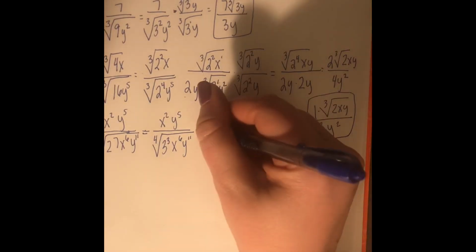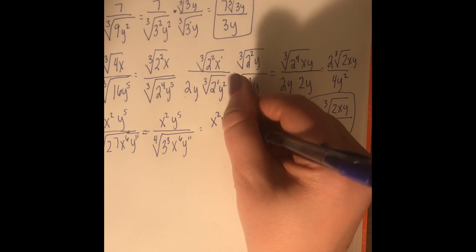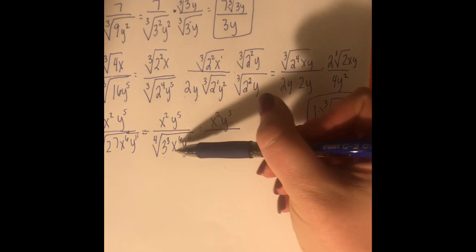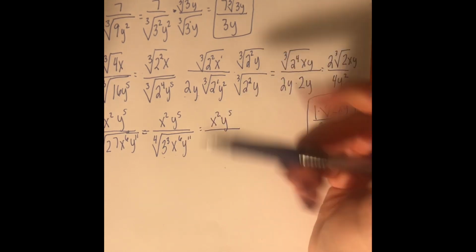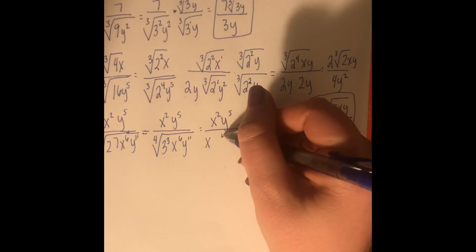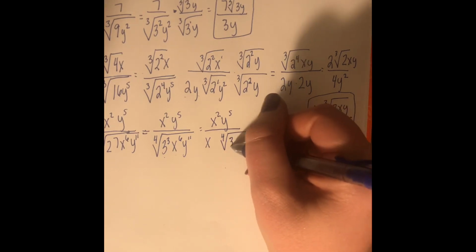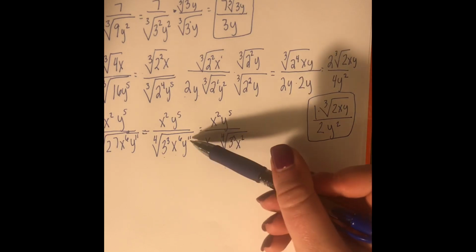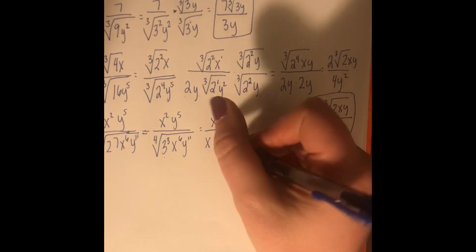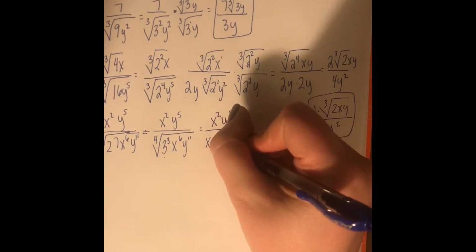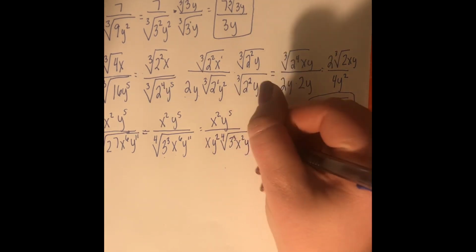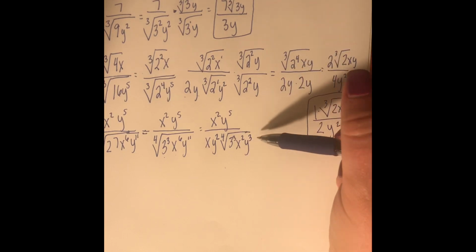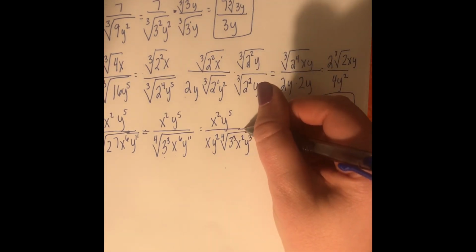So, numerator is staying the same, x squared y to the 5. Can't take out any 3's, but how many groups of 4 can I take out if I have an x to the 6? I can take out one of them, and I'm left with x squared. If I have y to the 11, how many groups of 4 can I take out? I can take out 2 groups of 4, because that's 8, and I'm left with y to the power of 3.